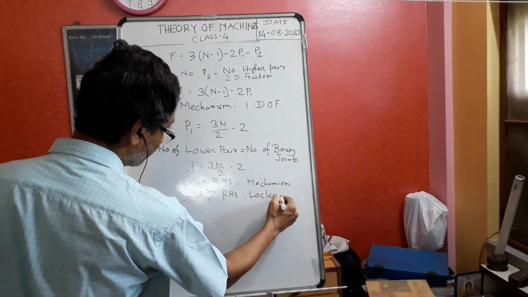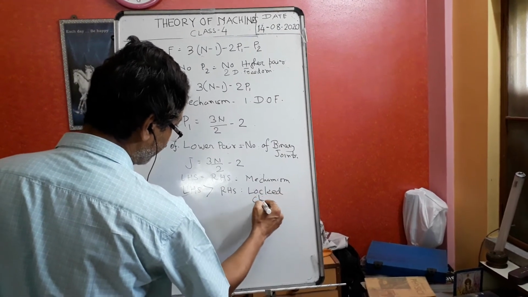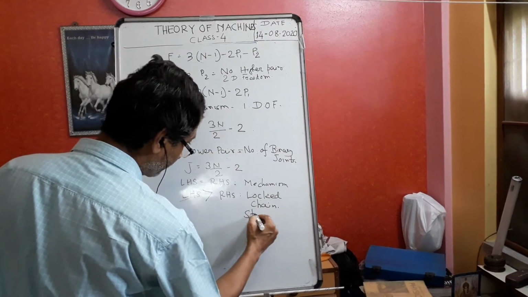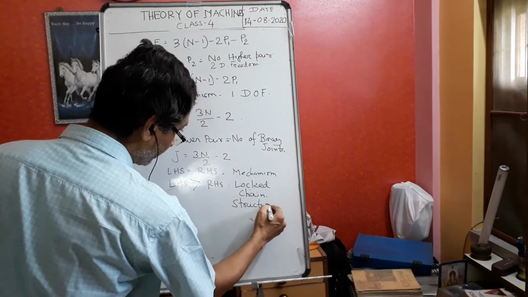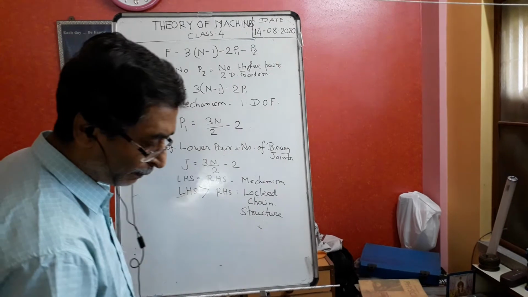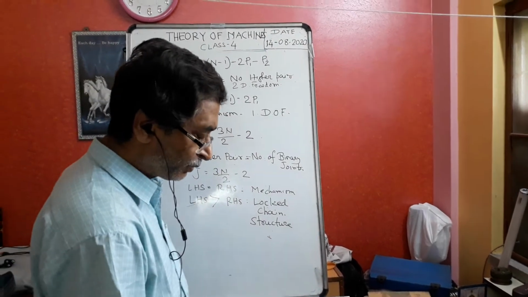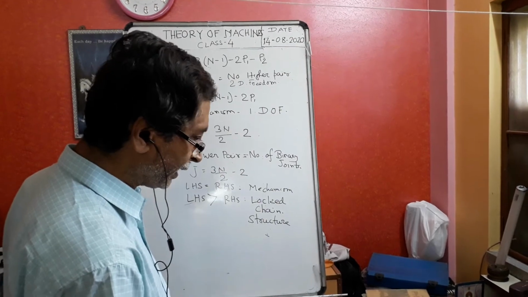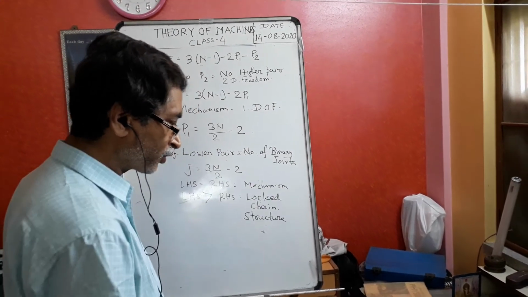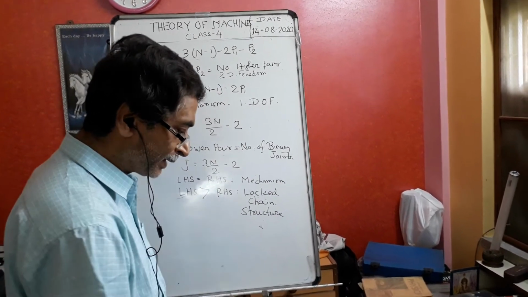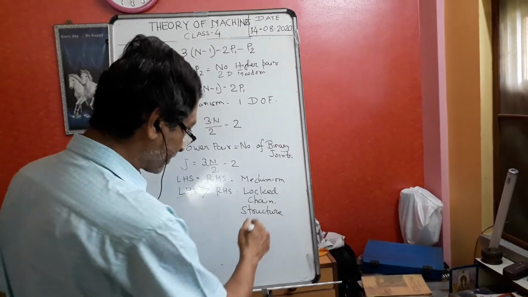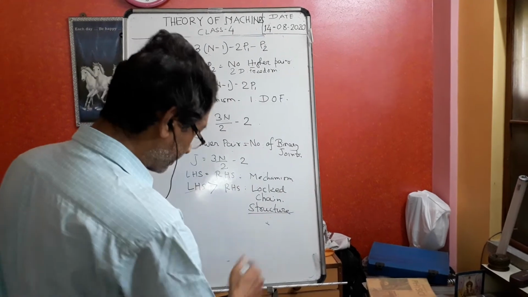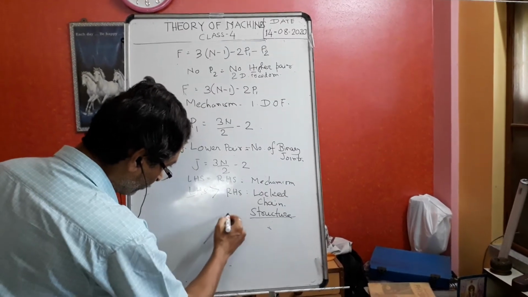What is a locked chain? Locked chain means structure. Suppose in a marriage ceremony you are making a pandal. This is also a structure. It also consists of a number of links, but will it move? No. This is a structure.